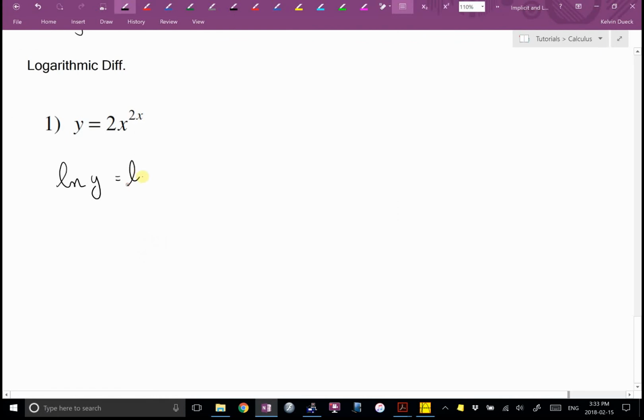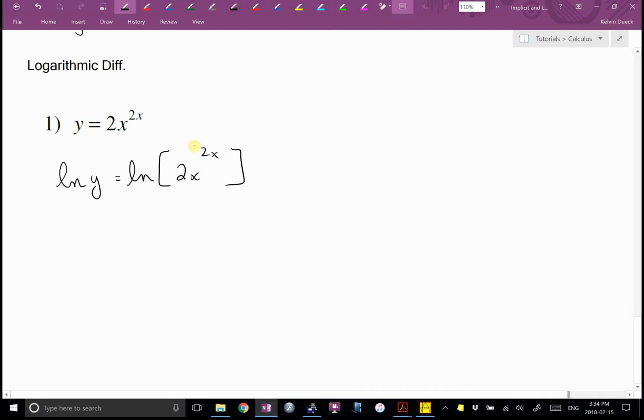And it's going to be ln of, stay with me here. Mr. Duick, can't I move the exponent? No shortcuts. Too easy to make dumb mistakes. If I say no shortcuts, I've got a really good reason. Now that the 2x that's sitting up there as an exponent is inside a natural log, an ln, ln y equals ln of 2x to the 2x.